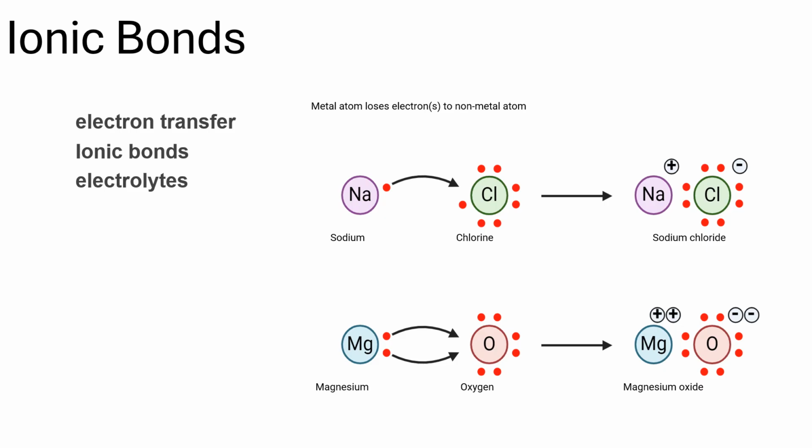Magnesium and oxygen do pretty much the same thing to form an ionic bond. We get a magnesium cation, an oxygen anion, and then they become attracted to each other. In this instance, though, the cation has donated 2 electrons to the oxygen instead of just 1.